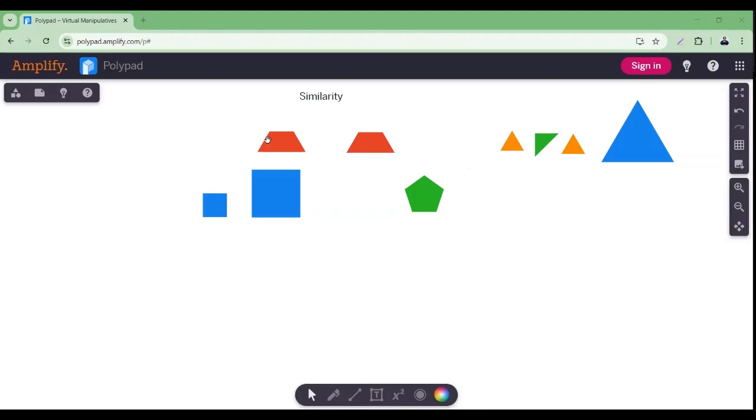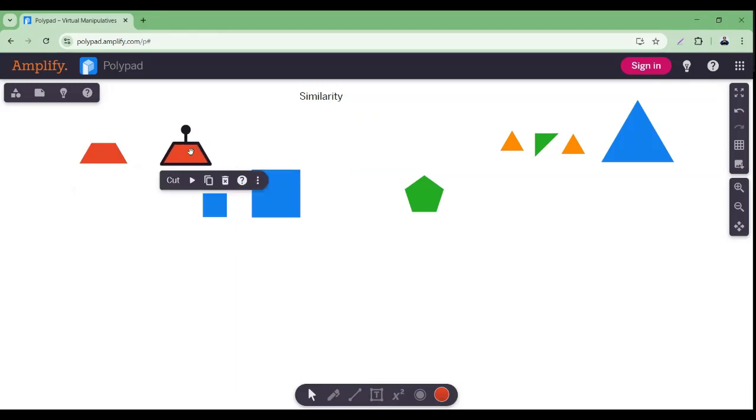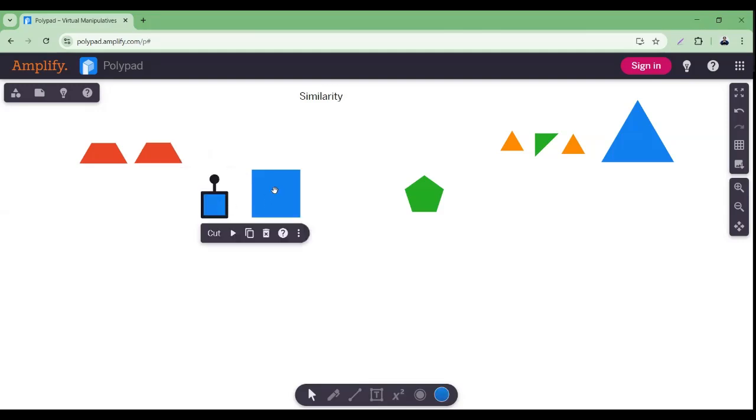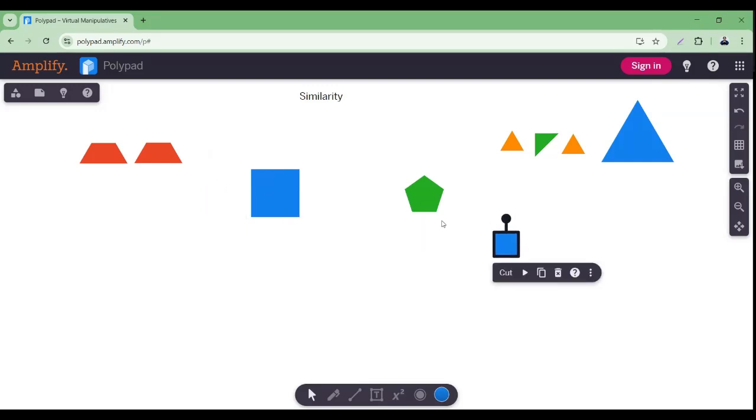Let's take this trapezoid. Are they looking the same? Both are trapezoids. Are the lengths the same? Everything is the same. Are they overlapping? Yes, absolutely overlapping. So that means these are congruent shapes. Now this is a square, and this is a square. They're both looking the same, but they're not exactly overlapping. Let us keep it this side.